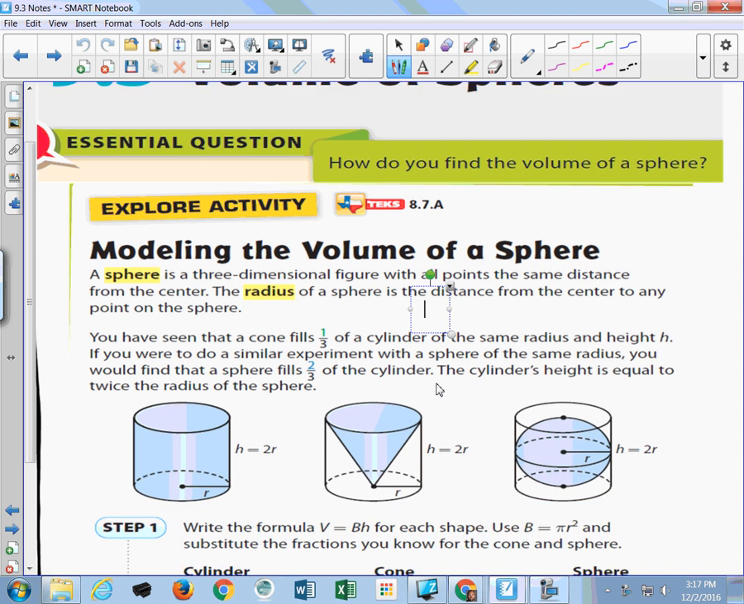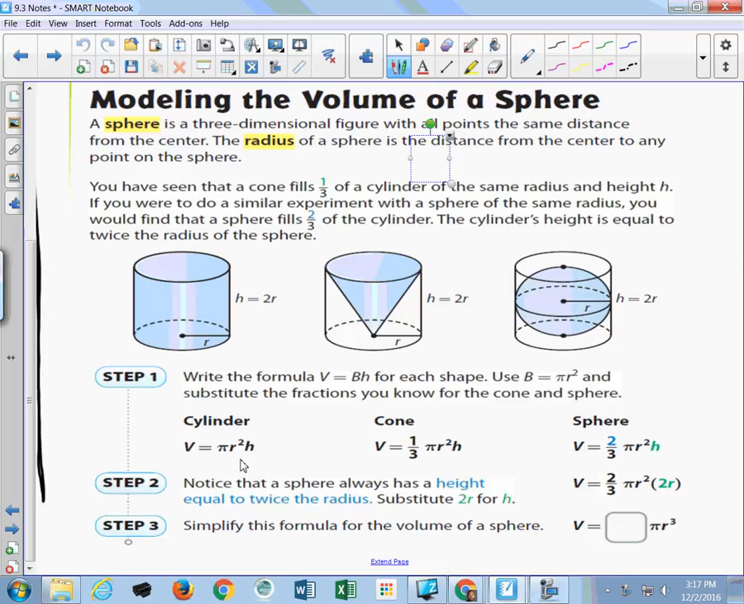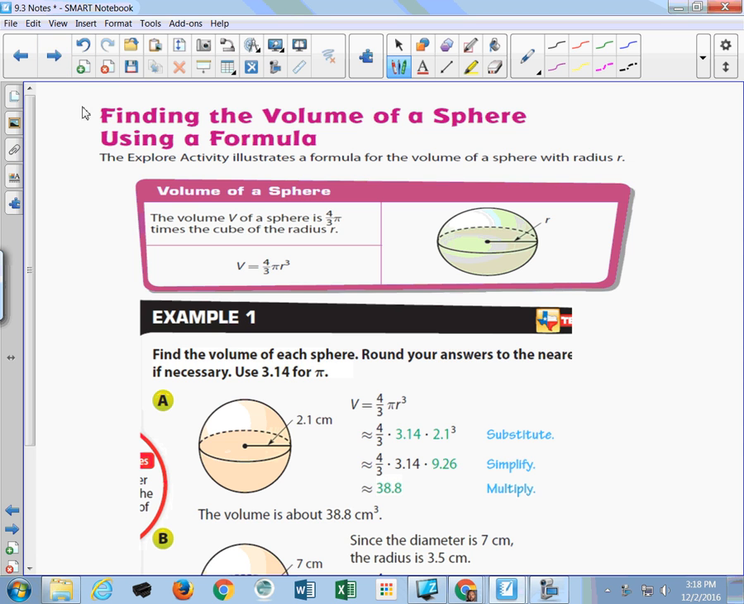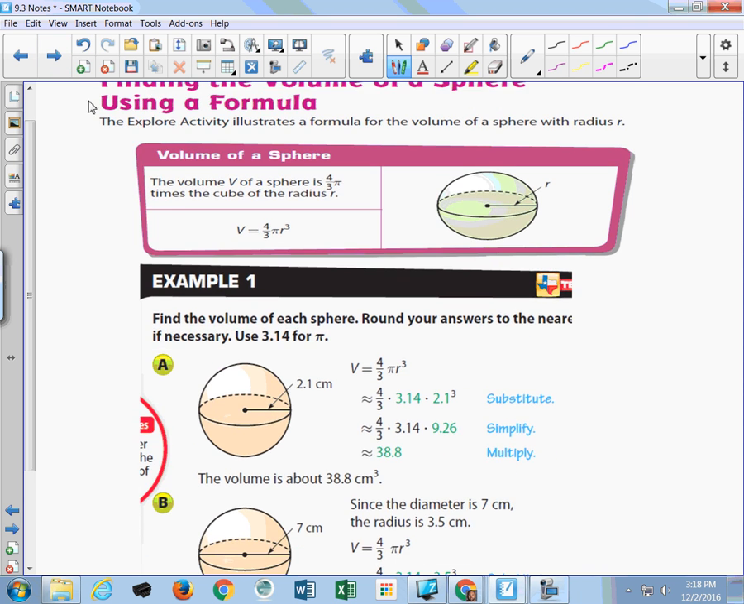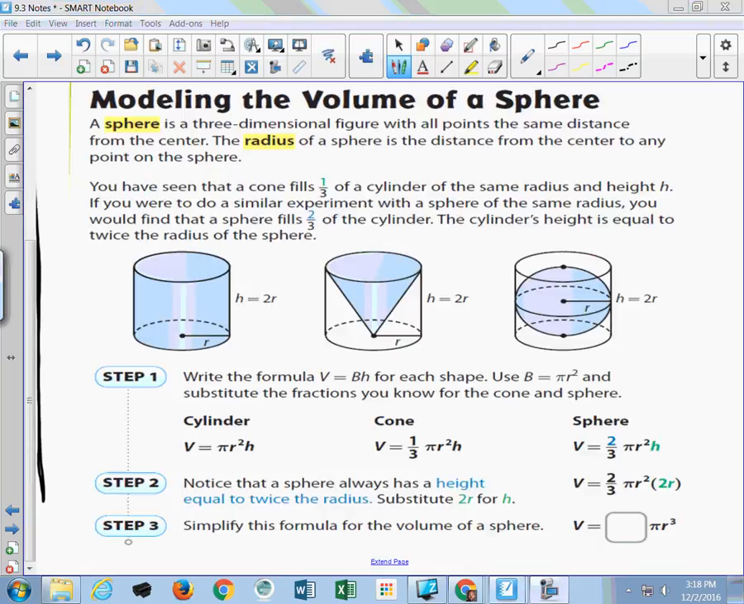The formula is very similar to what we've already seen. Cylinder, pi r squared h. Cone, 1/3 pi r squared h. And then now sphere is 2/3 pi r squared h. So, very similar formulas. We're going to jump right into examples. Should not be any more difficult than cylinders or cones.